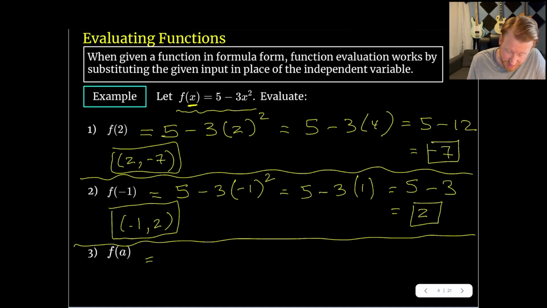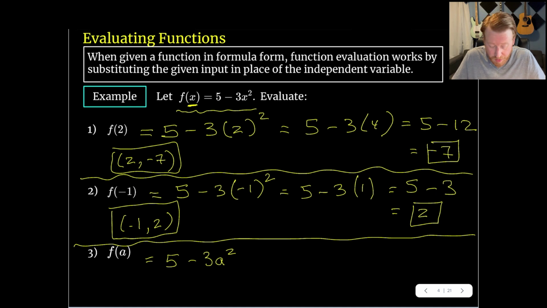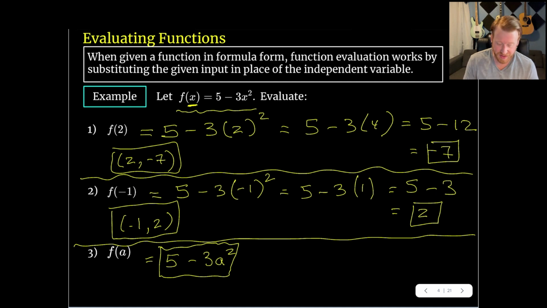So f of a, this one maybe seems overly simple because we're just going to be replacing all of the x's with an a, so 5 minus 3a squared, and that's it. There's nothing left to do. So it sometimes feels a little unsatisfying to stop there because we haven't simplified and just gotten a single number or a single valued expression or something like that. But this is totally legit. We did exactly what we wanted, which was to substitute in an a everywhere that we see an x. So don't let that one weird you out.